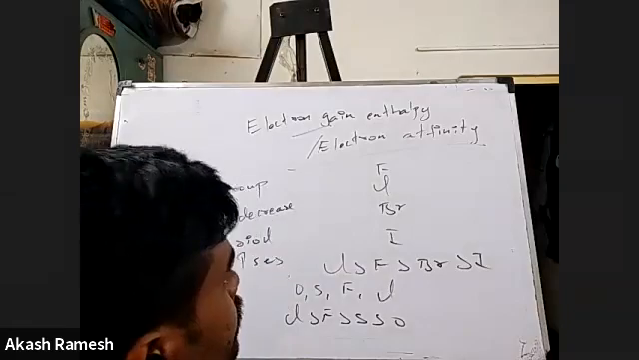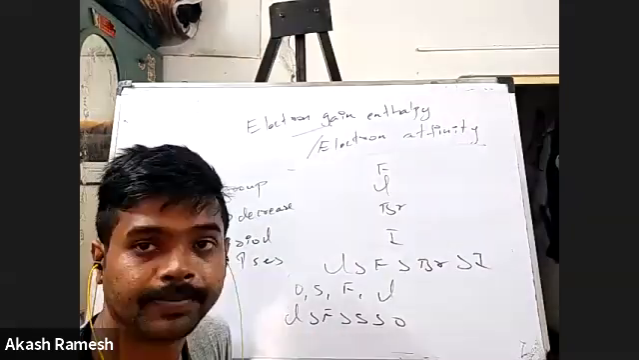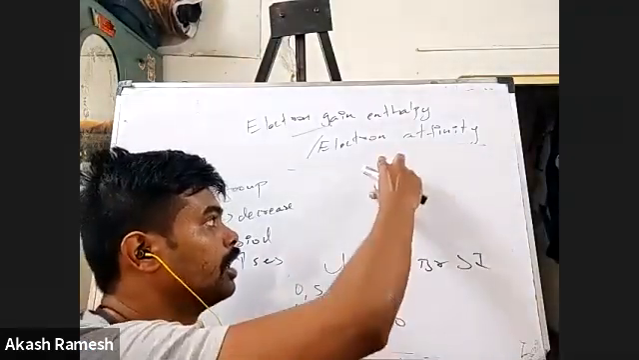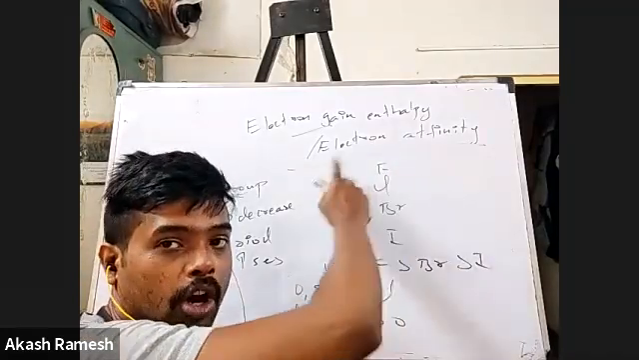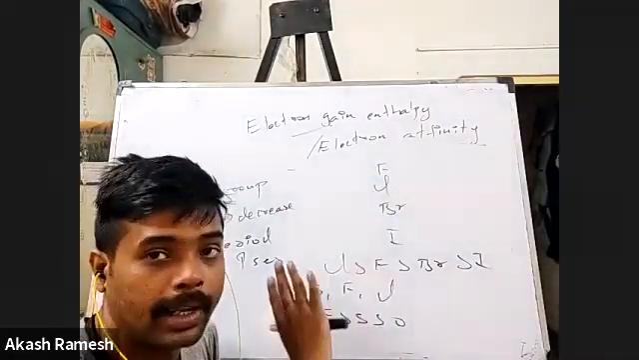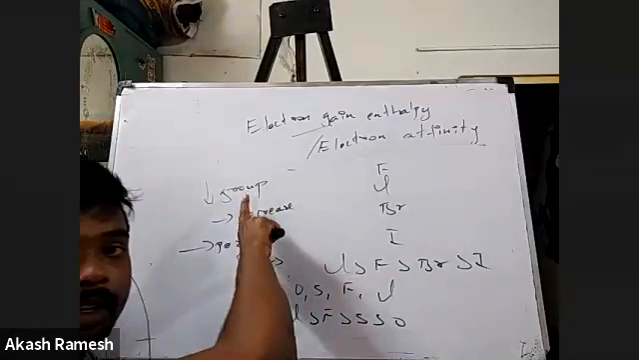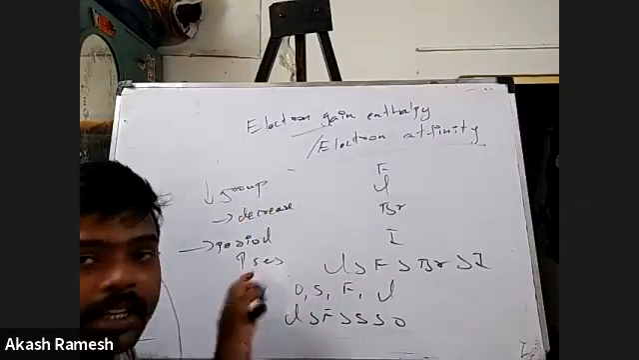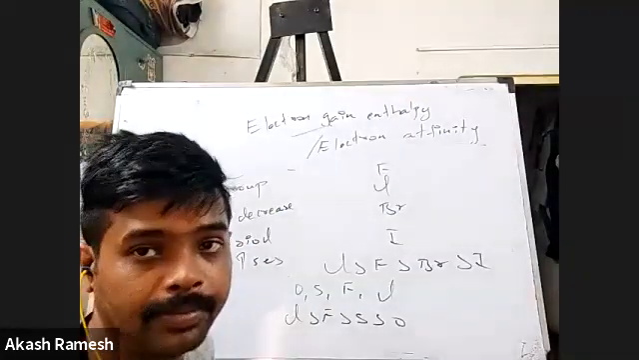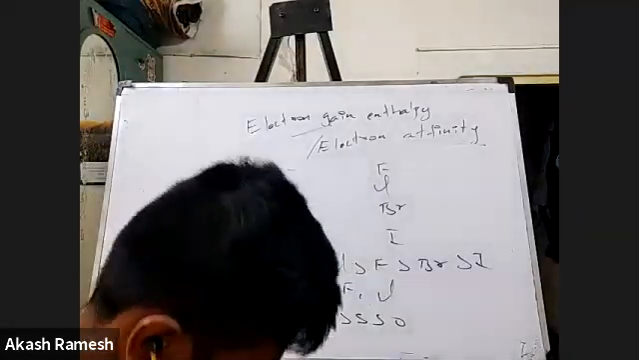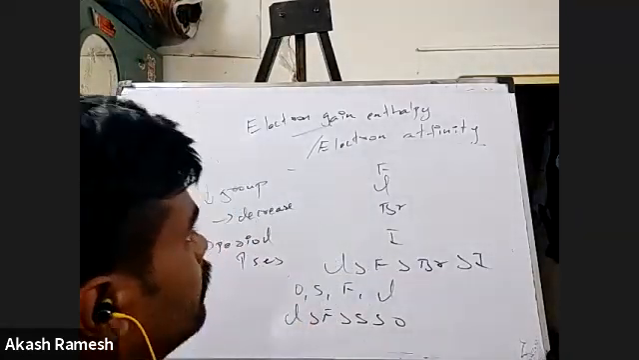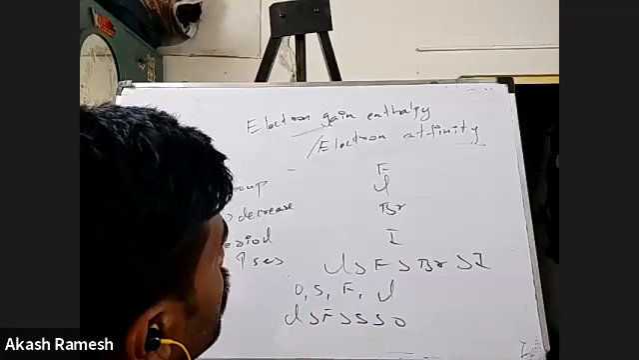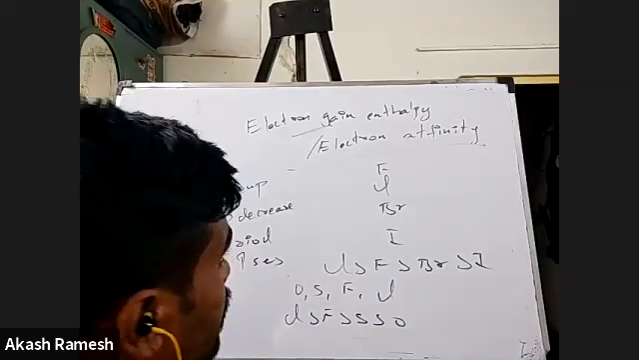Okay. So hope you understood how it is happening. Only for fluorine and chlorine, and oxygen and sulfur, you have this anomaly. Other than that, these two rules hold good: down the group decreases, along the period increases. So that is about electron gain enthalpy.